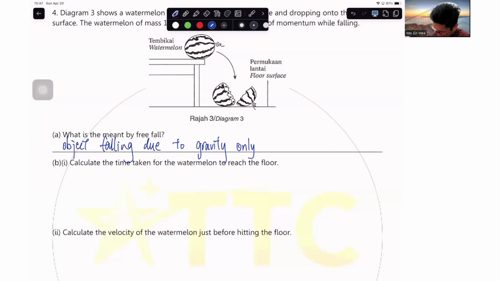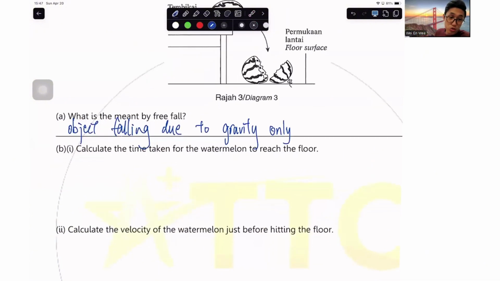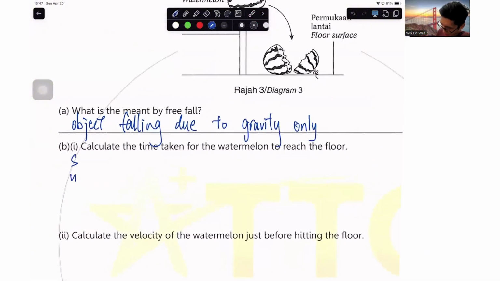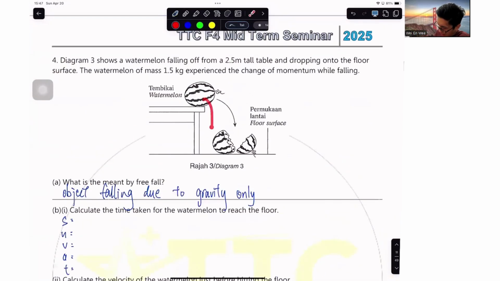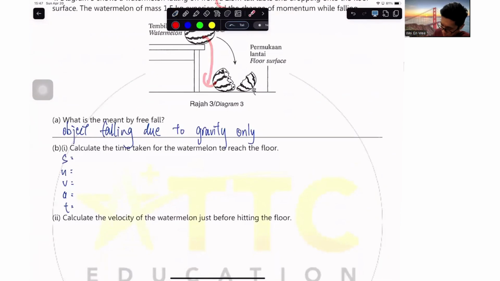Okay, next, calculate the time taken for the watermelon to reach the floor. Time taken, that's a Suvat question. I'm not going to waste my time telling you why it is Suvat already. S is the distance you need to fall down, so it's 2.5 meters. The initial velocity U is going to be 0 because before you fall down, you are not falling. Final velocity, I don't know.